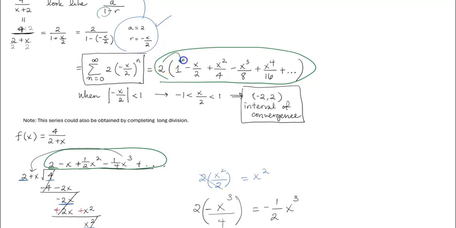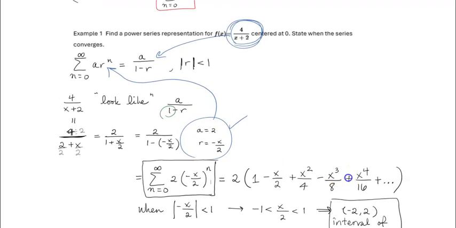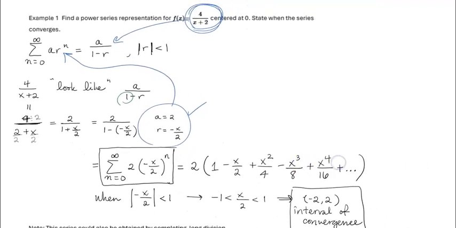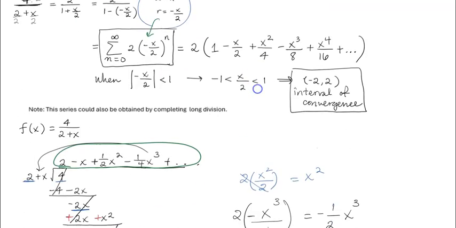Mind you, you would need to distribute out this 2, this coefficient of 2 in front, to see those terms matching up exactly. So we can build a power series by using what we know about a geometric series, retrofitting the rational function to the convergent sum of a geometric series, determining what A and R are, and then substituting those expressions into the geometric sum.